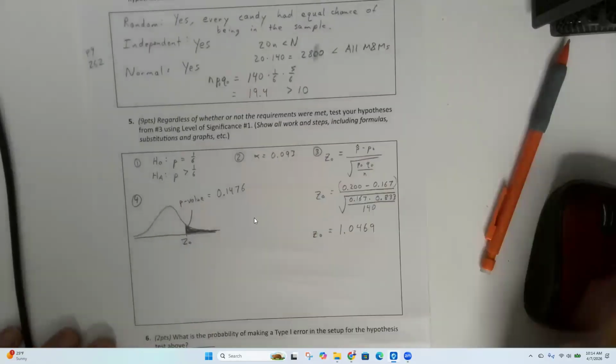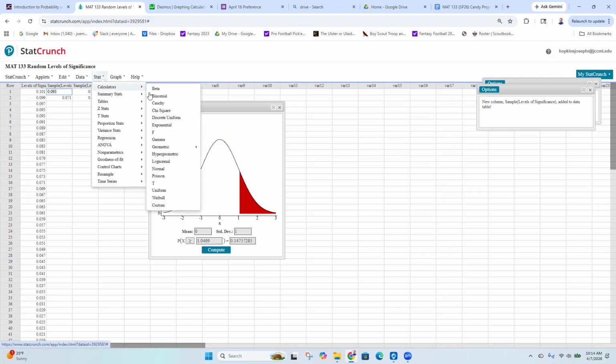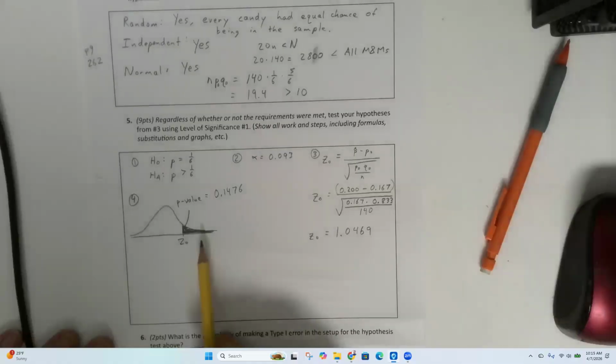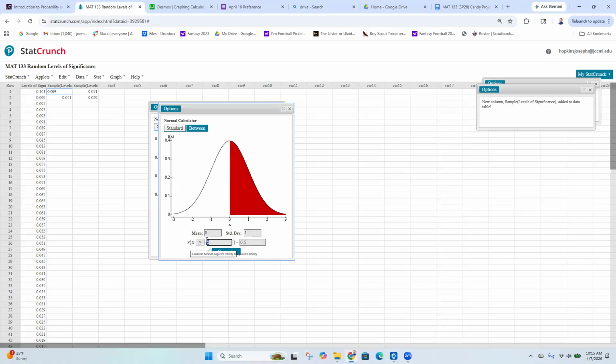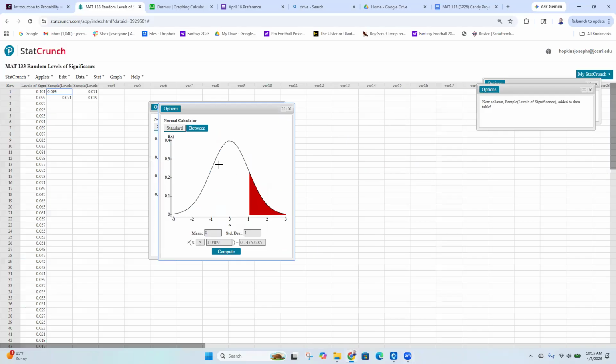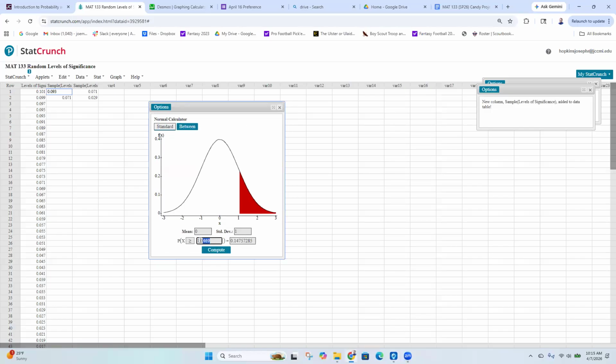So write that right here. I'll do that again for you. I did stat, calculators, normal, and then I'm going to switch this to greater. I'm doing greater because I'm shading on this side. And I'm going to put in my Z value that I computed a second ago, 1.0469, and that gives me my P value, 0.1475. And that's my P value here. So make sure you put your Z value here. Don't put it over here. This is the probability. This is the P value you're trying to get. So don't put that there, or you'll get an error.